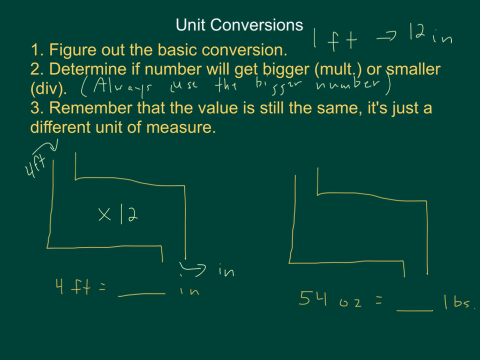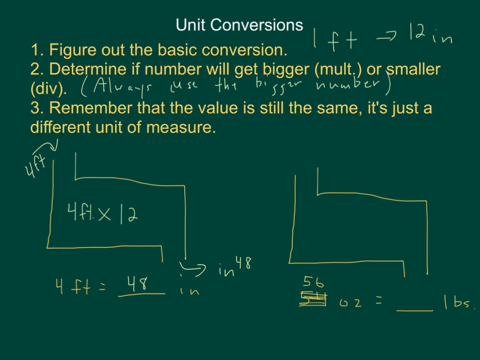So our 4 feet comes in. We're going to take those 4 feet times 12. 4 times 12 is 48. So 4 feet equals 48 inches. For our second problem, I realized I made a little bit of an error. So we're going to change this to 56. And we're going to convert ounces to pounds.